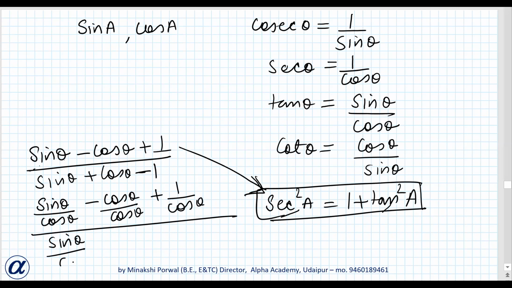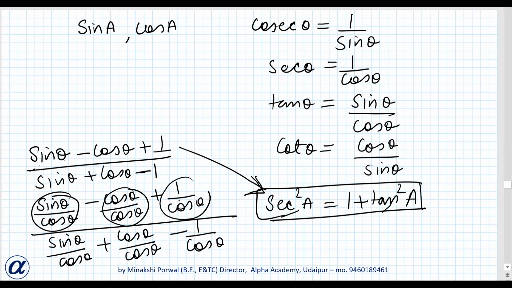This way. So we'll get all the things in terms of sec and tan, and then we can solve. So this will be tan theta, this will be 1, this will be sec theta, tan theta, 1, sec theta. Is it clear? Now actually with time things will be clear.